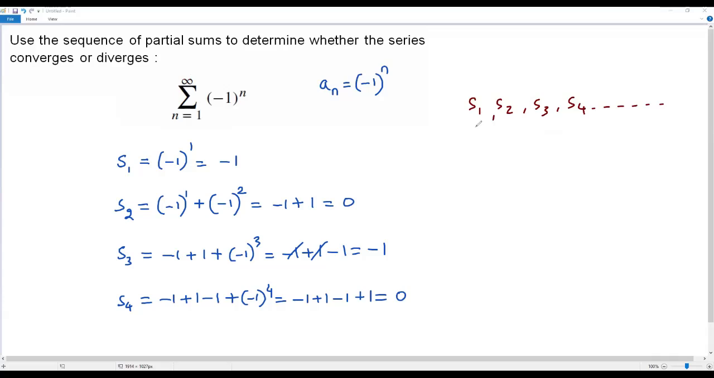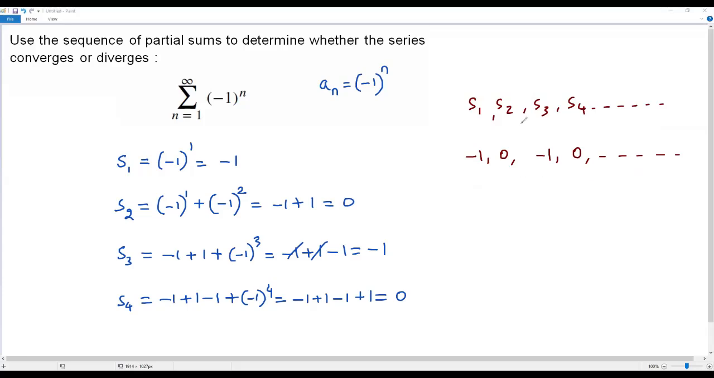Now we have to identify whether the sequence formed by the partial sums converges to a finite value or diverges. For that, let's plug in the values of S1, S2, S3, S4. The first term of the sequence, S1, is -1, and the second term, S2, is 0. Again we get -1, and again we get 0. Looking at the pattern of the sequence, we have -1, 0, -1, 0. So we have only two values, -1 and 0, alternating.